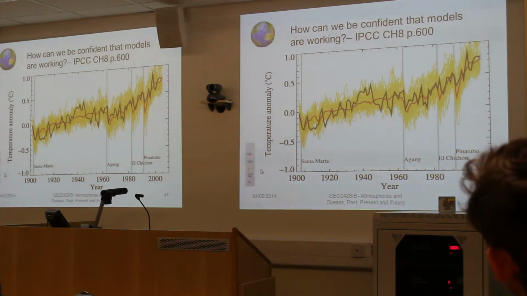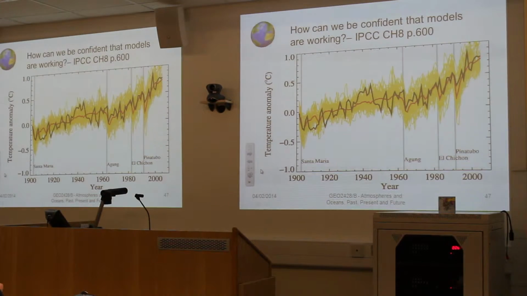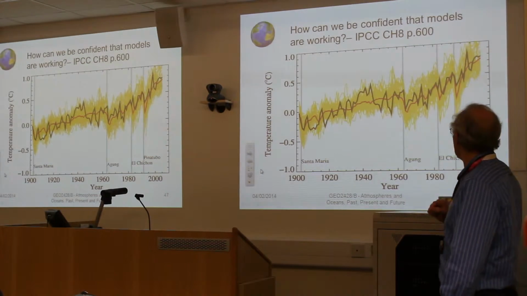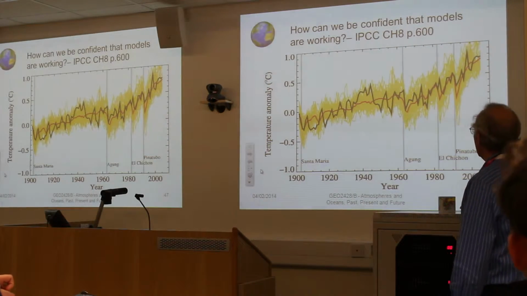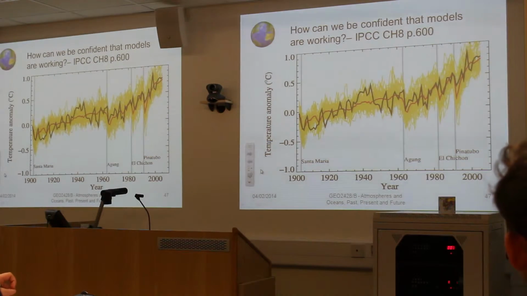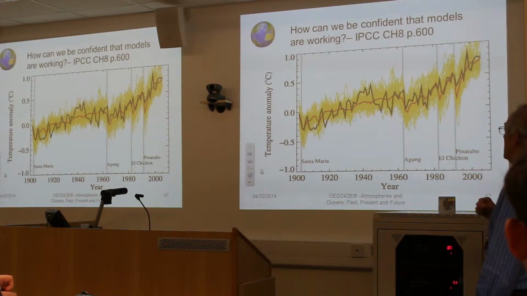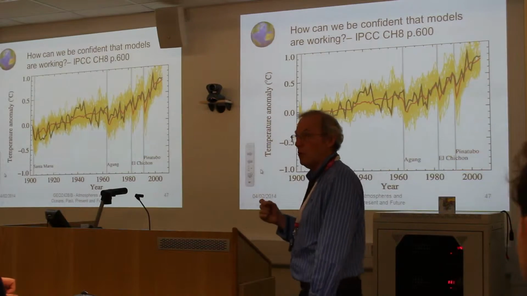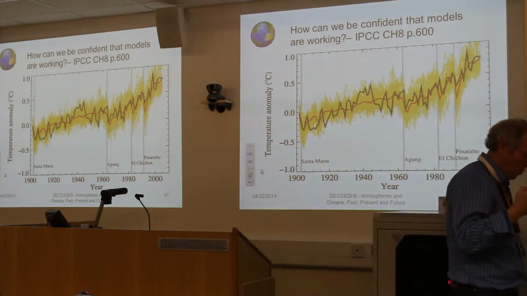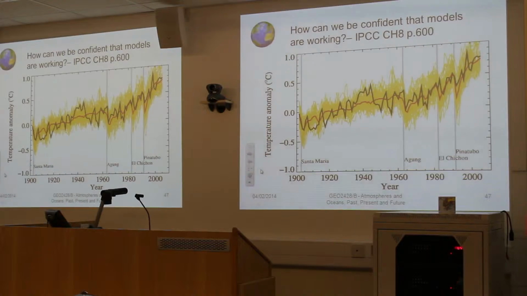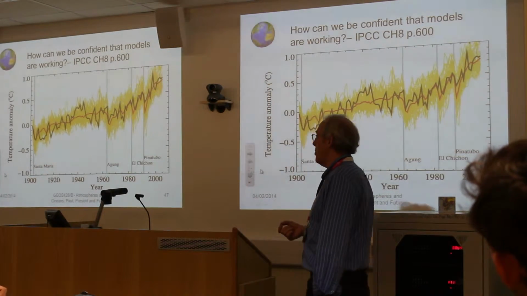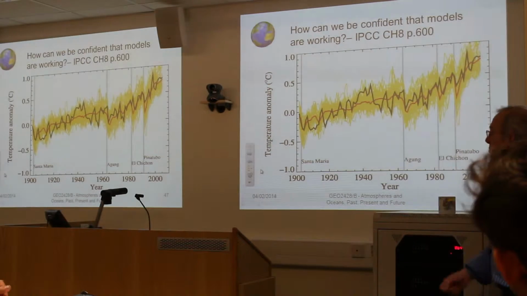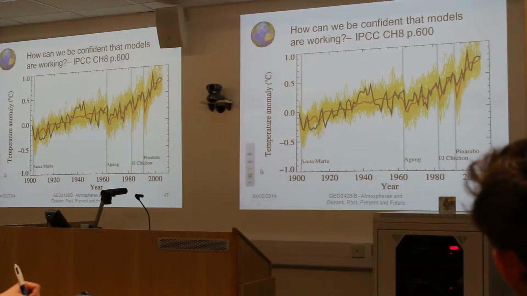This is observed temperatures from 1900 to 2010. Running through it is the predicted or retrodicted temperatures using models. The model, the basic ensemble model prediction of what temperatures should have been. And basically, therefore, the black line is the actual observations, the red line is the model.